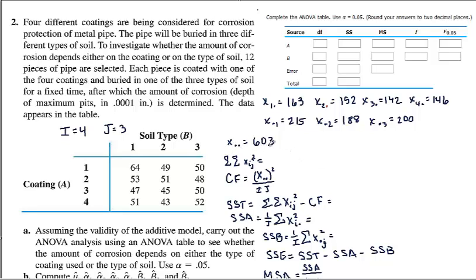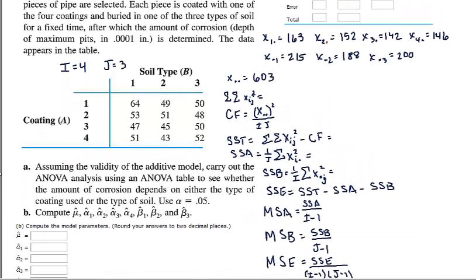This x dot dot is just getting the total sum of data points. And you can do this by adding up everything in the row, or add up all of your column ones, or you can just add up all of your data points. However you want to do it, I don't care. But just make sure that you can get those values.